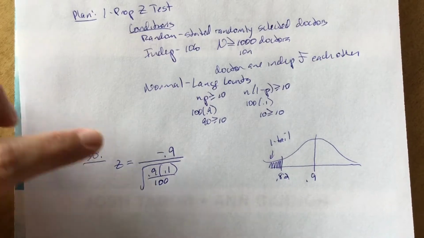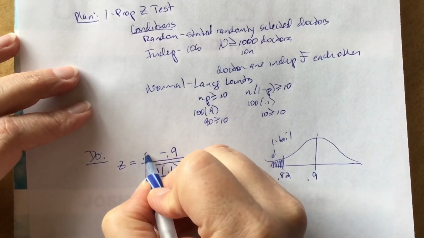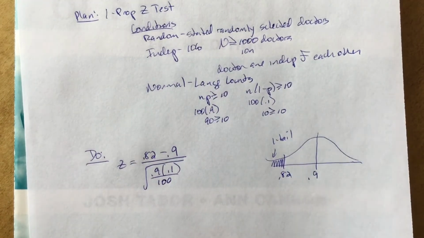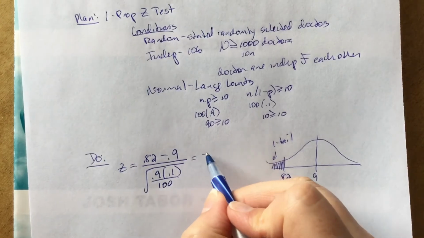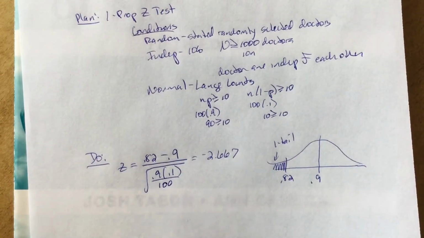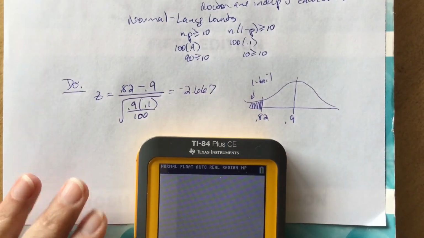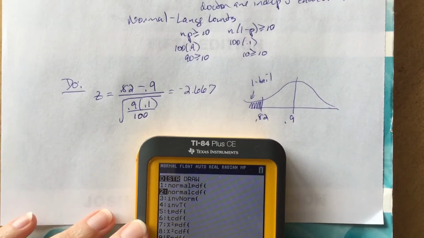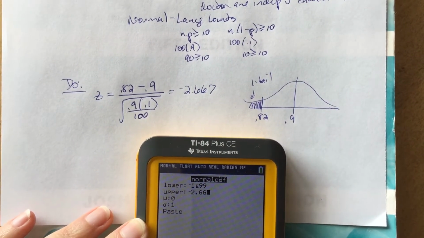Okay, we're used to seeing that. So what goes here is my sample proportion. Excuse me. We throw that in the calculator. I believe it's something like that. Okay. And then, of course, we normal CDF that, and I'm going to go from negative infinity to negative 2.667.